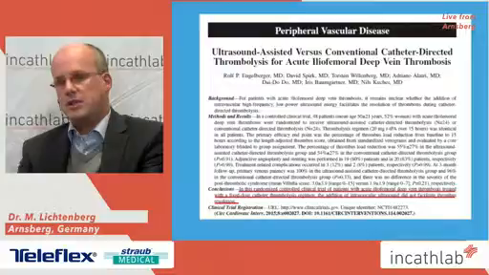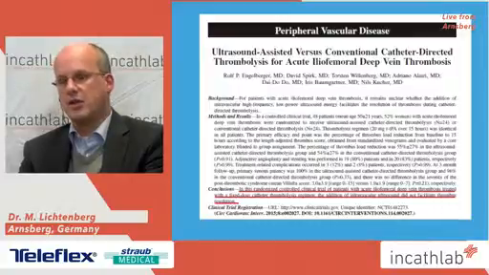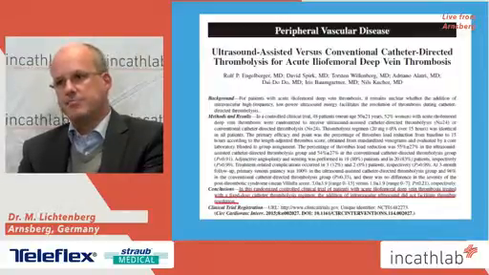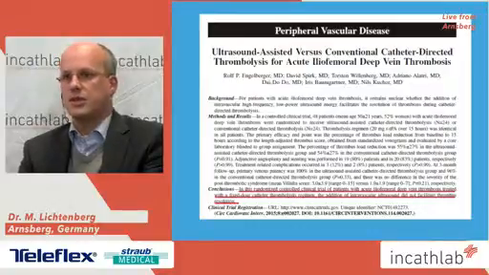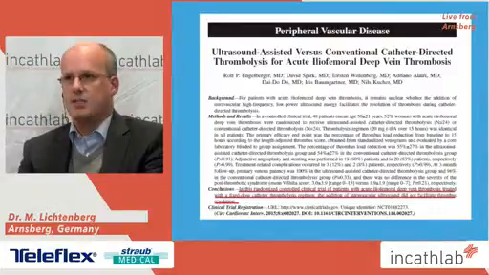This paper was recently published, which showed that the aqueous device and the ultrasound-enhanced thrombolytic therapy seems to be not working sufficiently in the system. So at the moment, we can clearly say that mechanical thrombectomy seems to be the best approach for treating patients with descending deep vein thrombosis.